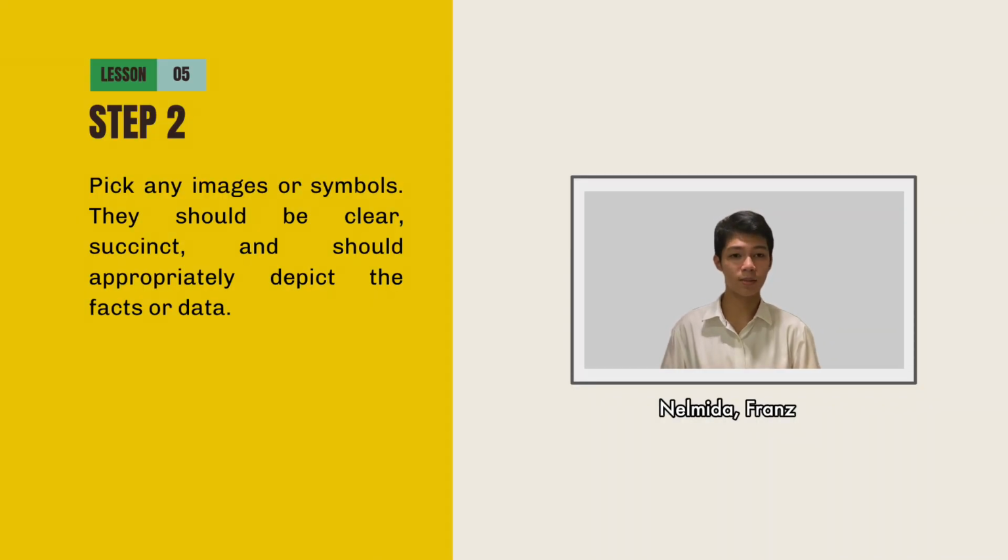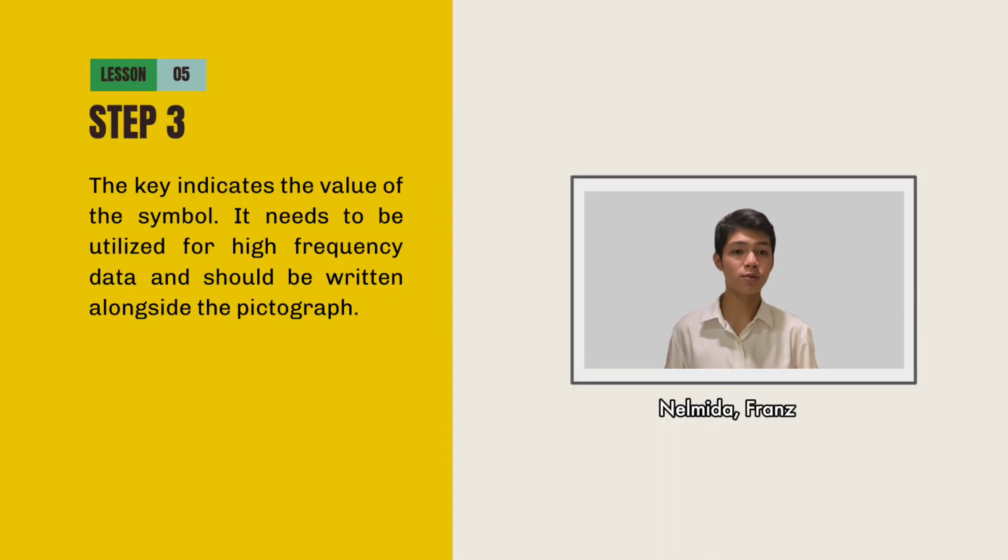Step 2 is to select symbols. To represent the data, we use images or photos or even symbols. If the data, for instance, shows the amount of rainfall experienced by various cities, we use photos of clouds or any other relevant imagery. The symbols should be clear and succinct, and should appropriately represent the facts or the data.